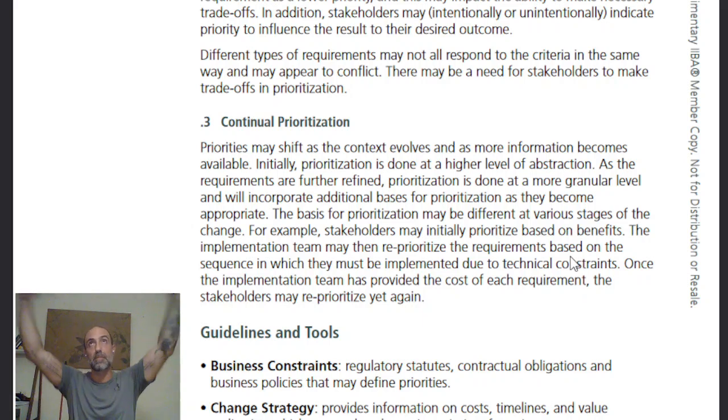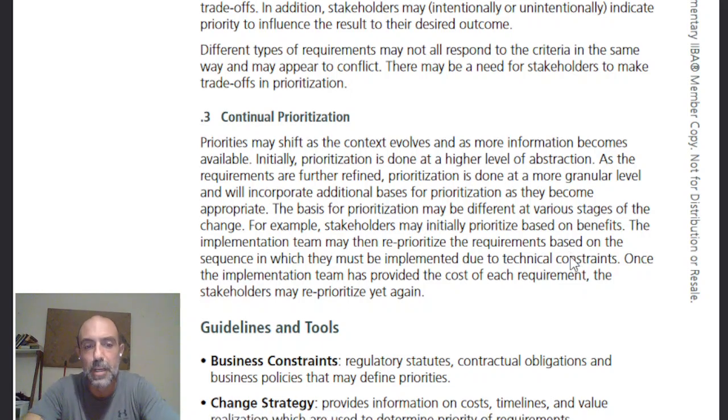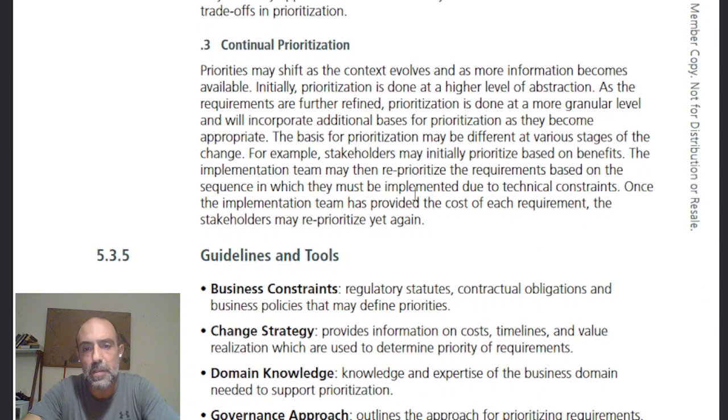So at first you're looking from the outside in, or from a higher level. Imagine looking at a tree, and the closer you get, the more details you see on the branches. That's basically what we're doing. The basis of prioritization may be different at various stages of the change. For example, stakeholders may initially prioritize based on benefits. The implementation team may then reprioritize the requirements based on the sequence in which they must be implemented due to technical constraints. So things change.